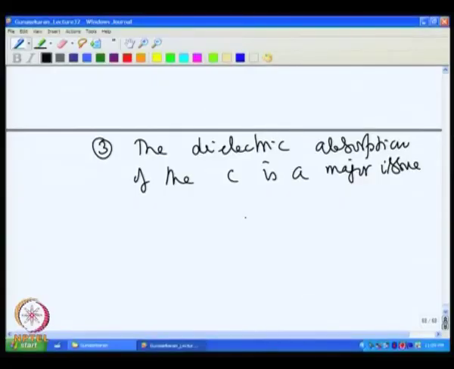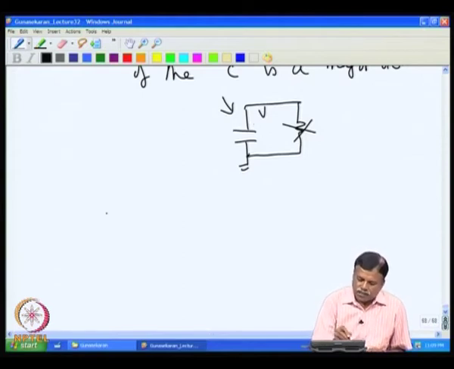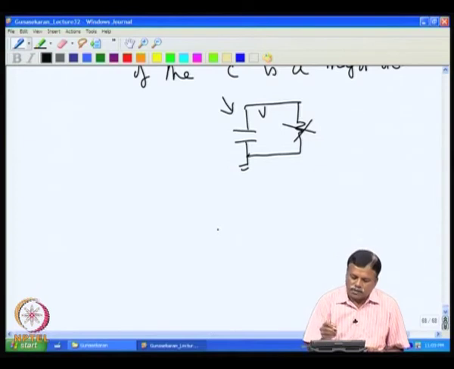Actually, the dielectric absorption creates a problem in the sense that, if I have a capacitor, charge it to some voltage V, and then discharge it quickly by putting a very low resistance, then after some time, when I remove this resistance, I will find that part of the original voltage appears across the capacitor. So, we can show it like this. If you are new to this, you can follow this explanation, which will be of help to you later.